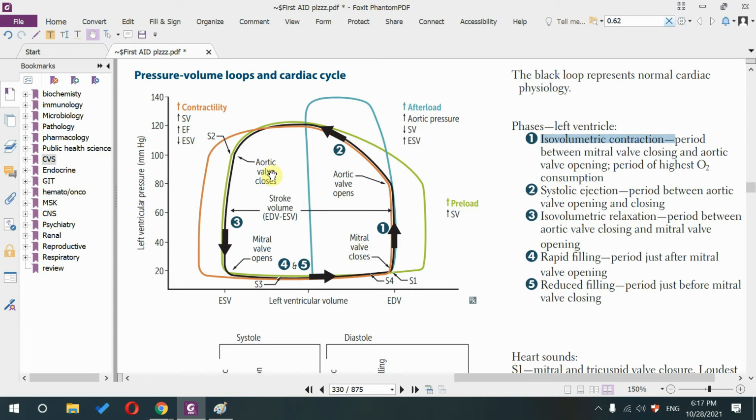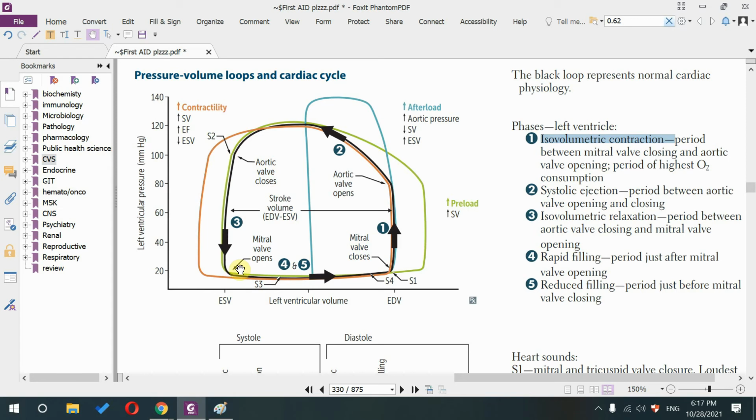So we have the isovolumetric relaxation. Again, when I tell you isovolumetric relaxation, which valve is open? Excellent, none. Anytime you hear the word isovolumetric, no valve is open. All of them are closed. So isovolumetric relaxation is the period between the aortic valve closing and the mitral valve opening. The aortic valve closing is here, and the mitral valve opening is there.